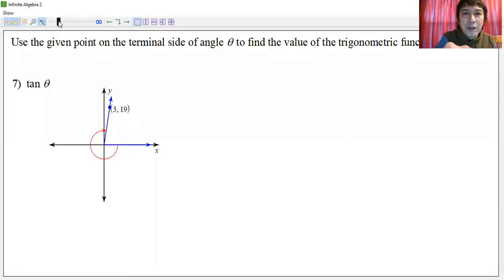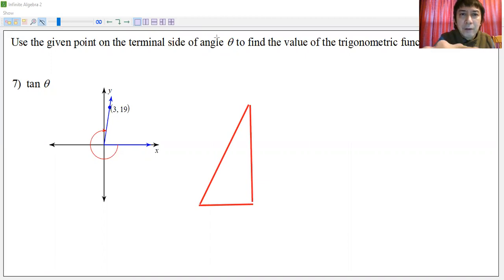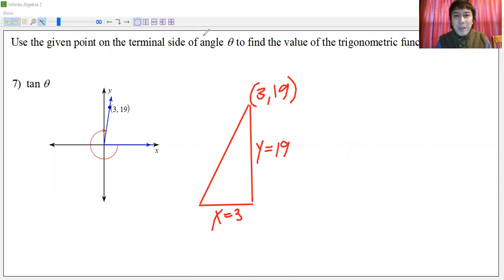Okay, if we exaggerate and redraw it and give it a little angle there, this is actually 3 and 19. So x is 3, and the y is 19. Okay, like that. Now, we're after tangent of theta.